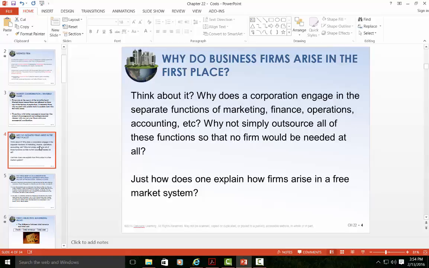The way you and I, for example, if we need accounting service, we'll go out and hire an accountant. If we need a lawyer, we'll go out and hire a lawyer. We don't normally have that in-house; individuals usually don't. You go out and you hire those things. Well, why is it that firms don't do the same?